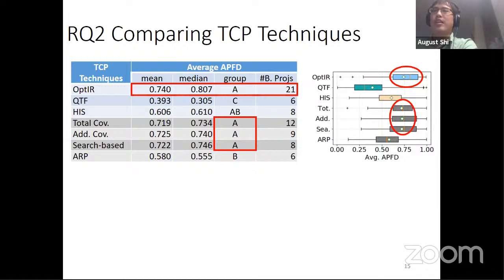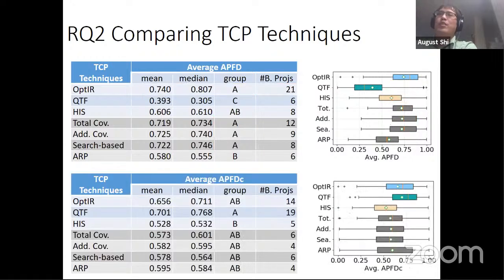Now, this really matches what was actually found in the prior work on IR-based test case prioritization, where their IR-based technique was quite effective. It was also compared against the coverage-based one as well, but that was for APFD. Now, what happens when we consider APFDC, when the test times are taken into account? Things have shifted a bit here.